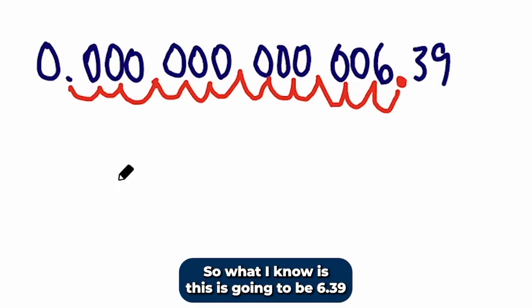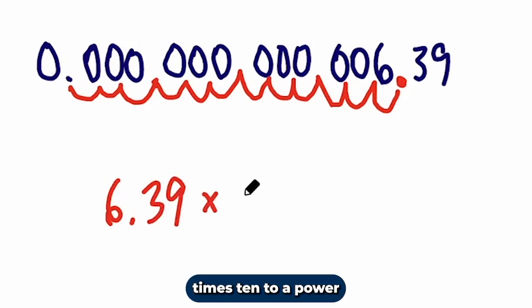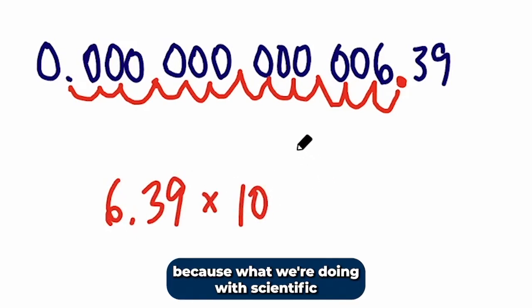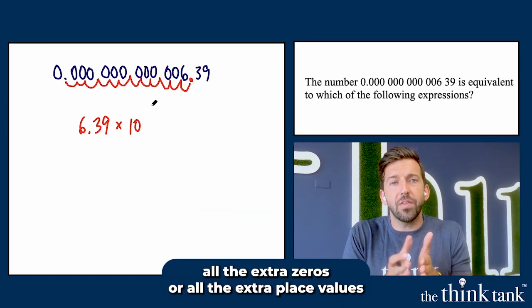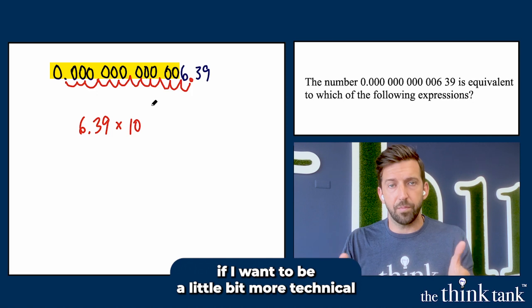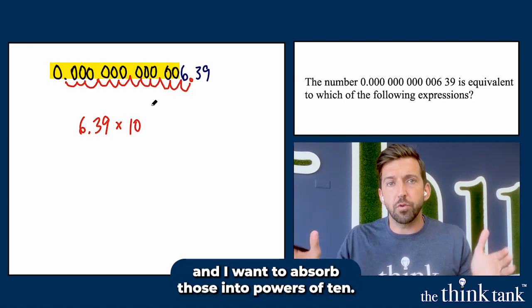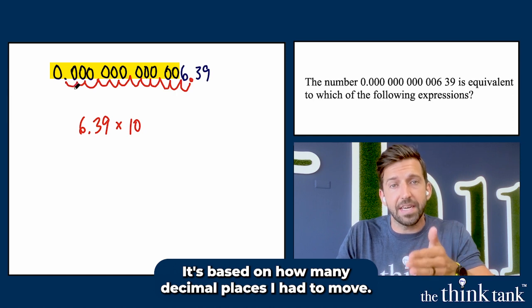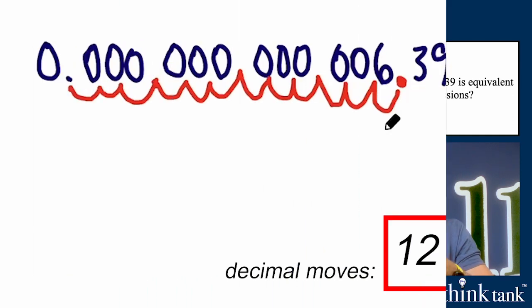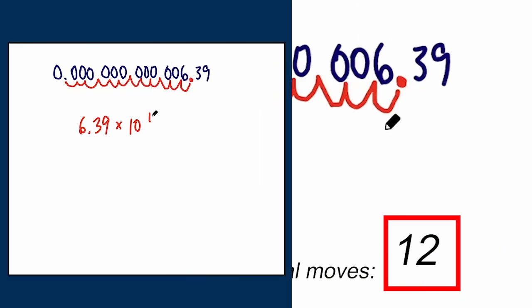So what I know is this is going to be 6.39 times 10 to a power, because with scientific notation we're saying, I'm going to take away all the extra zeros, or all the extra place values if I want to be more technical, and absorb those into powers of 10. How many powers of 10? It's based on how many decimal places I had to move. In this case, we moved 12 spots. So I know there's going to be a 12 here.